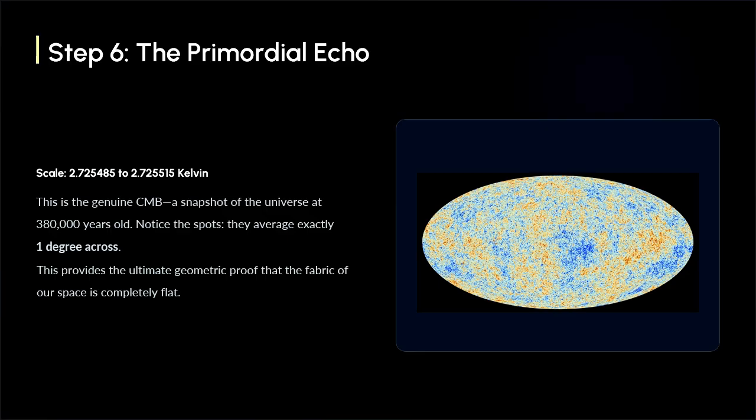Notice the size of these spots. They average exactly 1 degree across. The physical size of these fluctuations provides the ultimate geometric proof that the fabric of our space is completely flat.